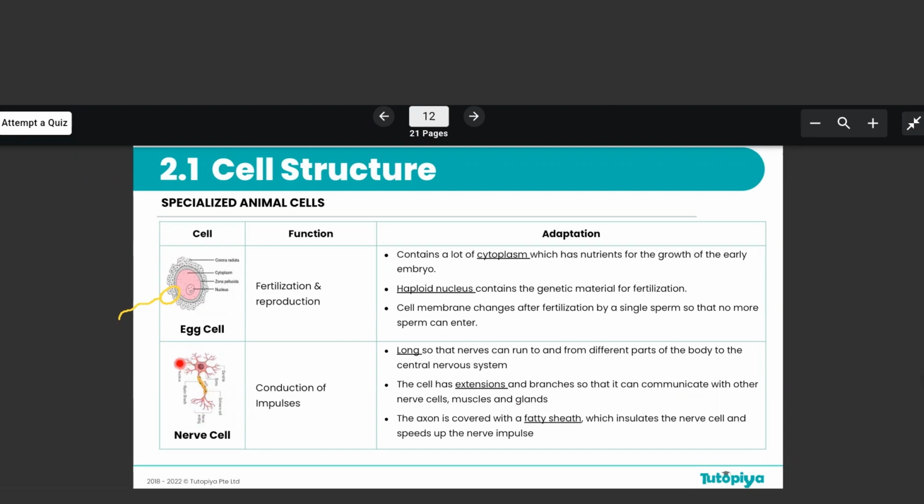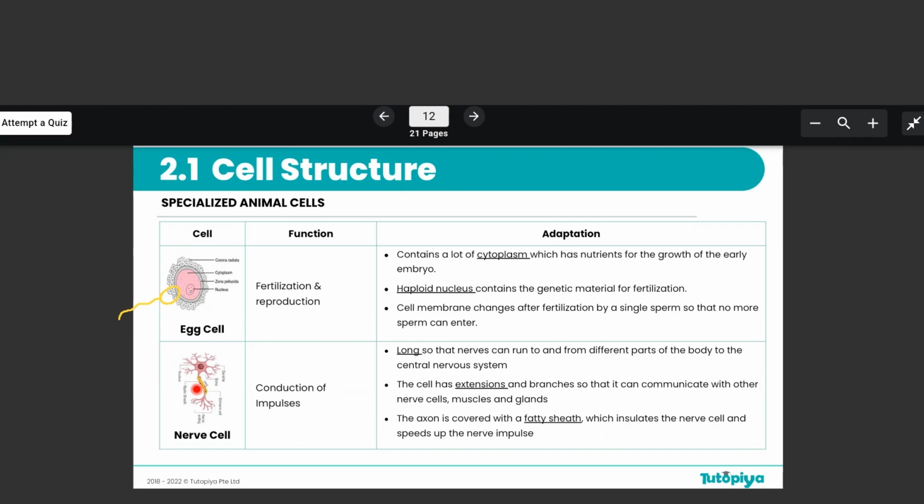And the final unique feature shown by these nerve cells is that if you consider this axon of the nerve cell, it is covered with a fatty sheath which insulates the nerve cell and speeds up the nerve impulses. So nerve impulses need to be very quick. And for that reason, there is this myelin sheath, a fatty sheath, which insulates the nerve cell and increases the speed of the impulse. So that's what you need to know about these specialized animal cells.